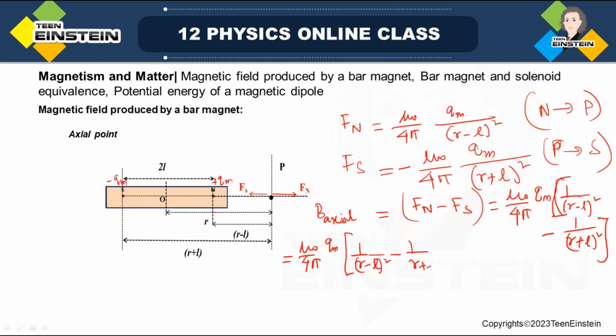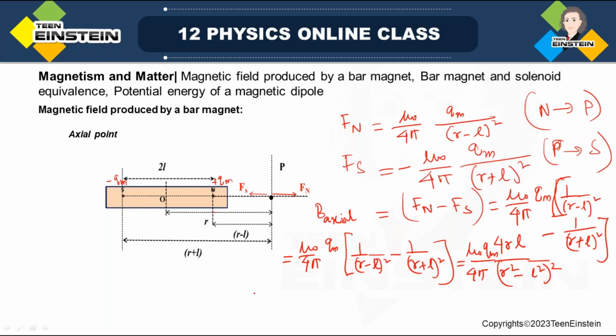One over r plus l whole square. So if we solve this, you know what you will get? You will get here 4RL divided by r square minus l square whole square, and the first term is mu0 Qm by 4 pi. This is as usual.